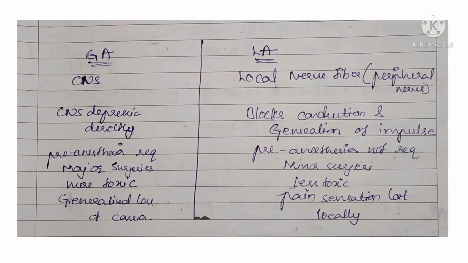General anesthesia is more toxic, whereas local anesthetic is less toxic. And in general anesthesia, we can see generalized loss of consciousness, whereas in local anesthesia, only the pain sensation is lost locally. These are the differences. And one more thing is that the famous singer, dancer, and songwriter Michael Jackson died due to an overdose of propofol. So that's it. These are general anesthetics and local anesthetics.